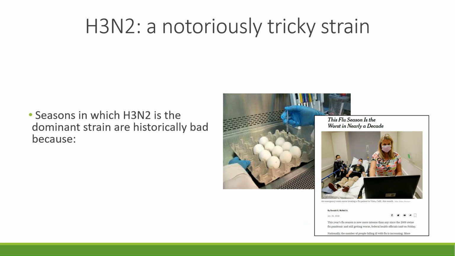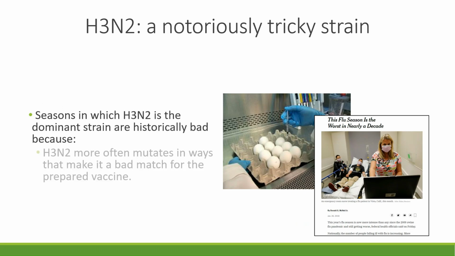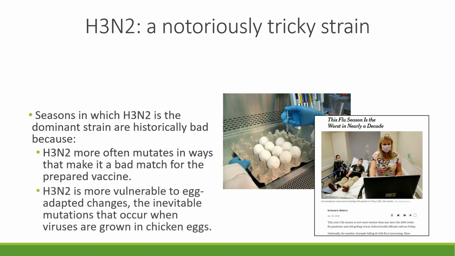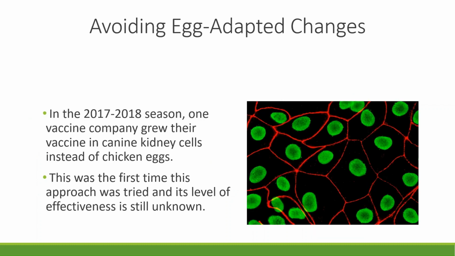Particularly tricky strains to develop flu virus vaccines for is the H3N2 one. This is particularly difficult because it mutates in ways that makes it really hard to make a good match in the vaccine. The H3N2 strain, for whatever reason, it tends to make mutations. Mutations are more common in chicken eggs. And so when we grow these in chicken eggs, we tend to have a big issue with just getting the wrong mask in order to train our immune system against.